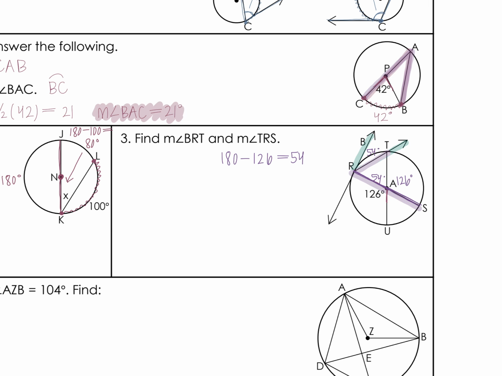And so in order for me to find the measure of my angle BRT, I'm going to take half of that arc, that 54, and I'm going to be left with 27 degrees. So the measure of my angle BRT is 27 degrees.